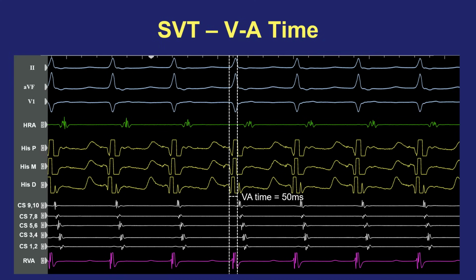Let's think about the VA time. We talked about VA relationship in terms of one-to-one or non-one-to-one relationship, but let's think for a moment about the timing. And here we're measuring the beginning of the QRS to the earliest visible atrial electrogram. And in this example, the VA time is 50 milliseconds. What does that mean in terms of the three mechanisms? Could all three mechanisms have a VA relationship that's this close temporally?